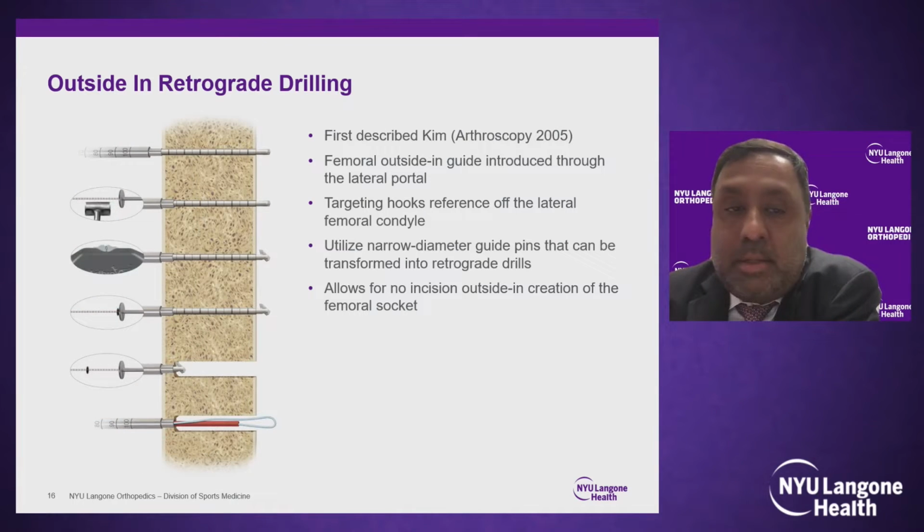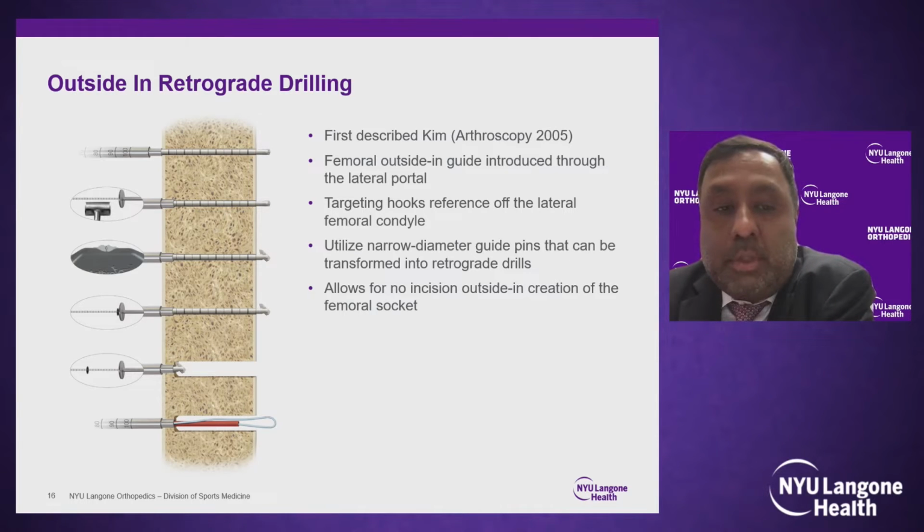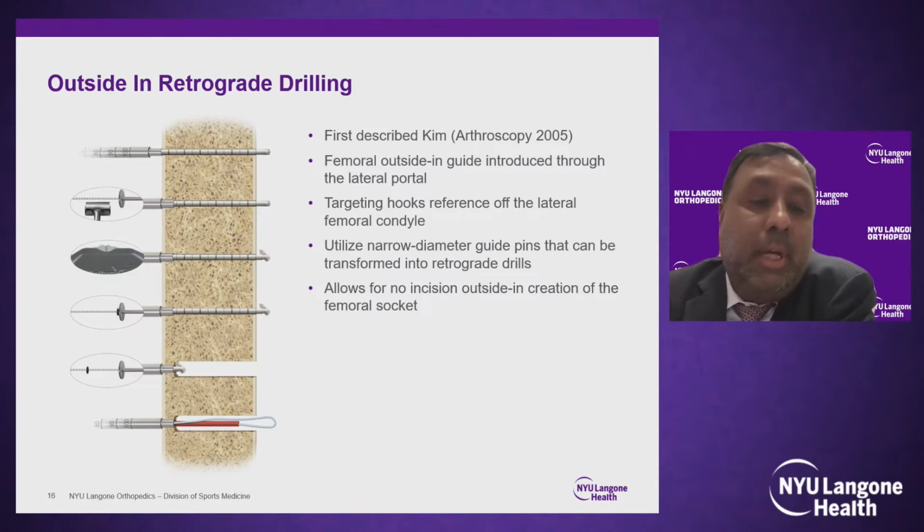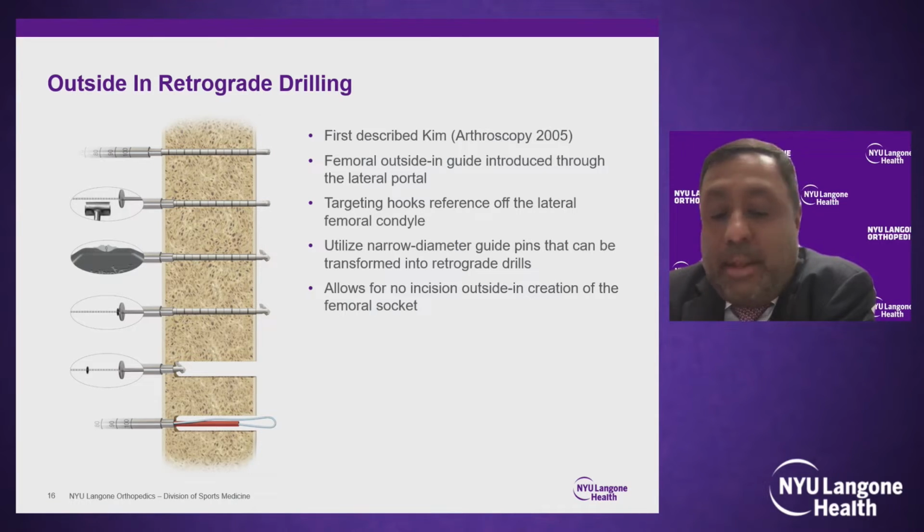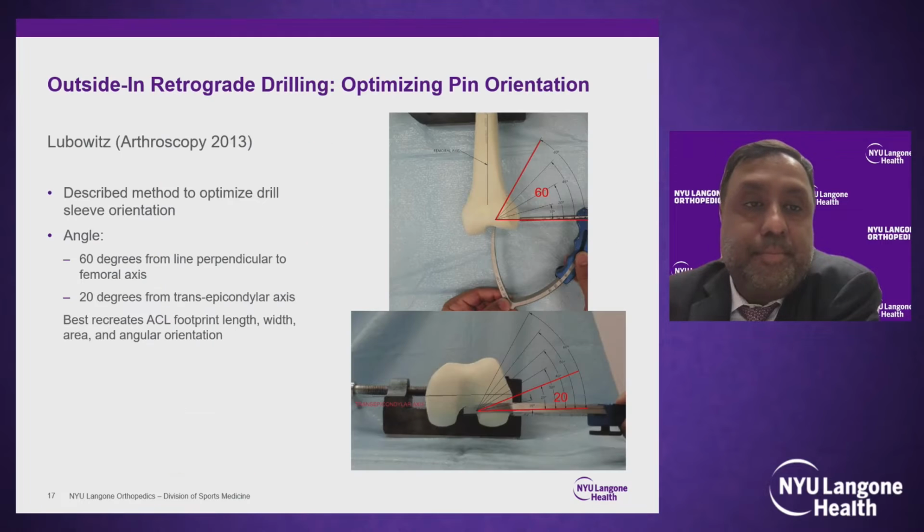Then you utilize these narrow diameter guide pins that can convert into retrograde drills. And there's a rubber grommet you put on the trocar, and then you withdraw the drill slowly with high revolution, and you can measure the exact length of your femoral tunnel. And this allows for no incision outside-in creation of the femoral socket.